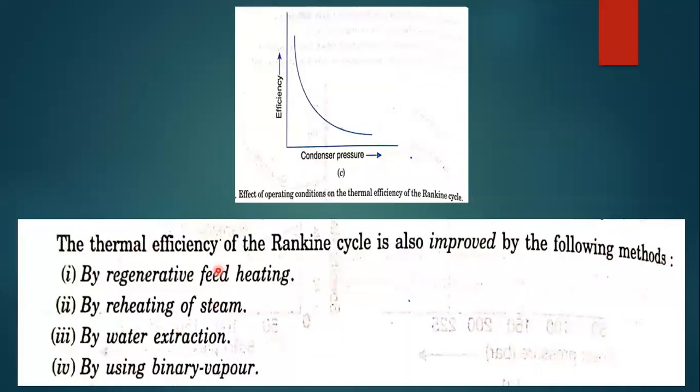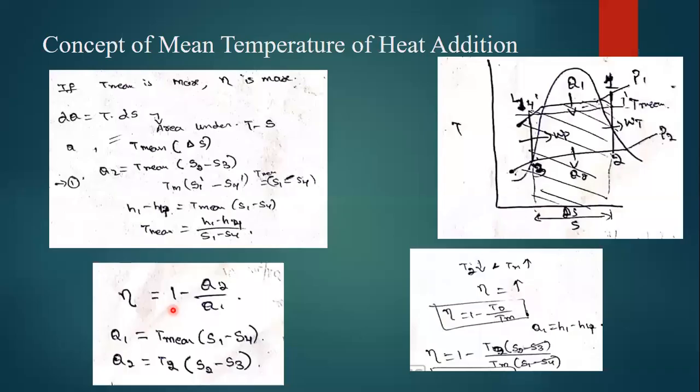Yesterday in the online class, I told you these are the two methods, regeneration and reheating, which we are going to discuss in detail. These are also methods to improve the Rankine efficiency, but these two are not in our syllabus, so that's why we are going to discuss regeneration and reheating. Another name for regeneration is the regenerative feed heating method. Why we call it that, I will tell you.